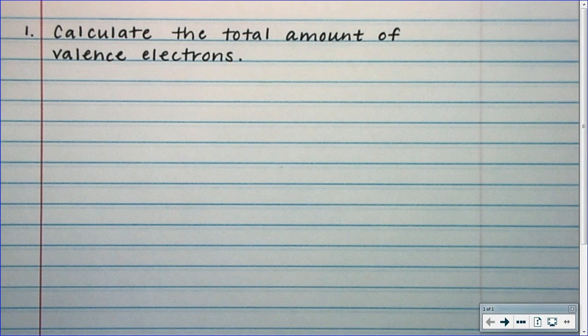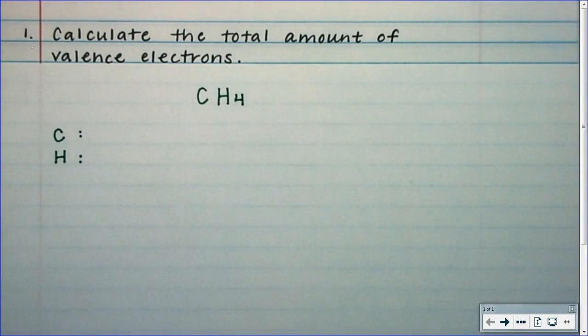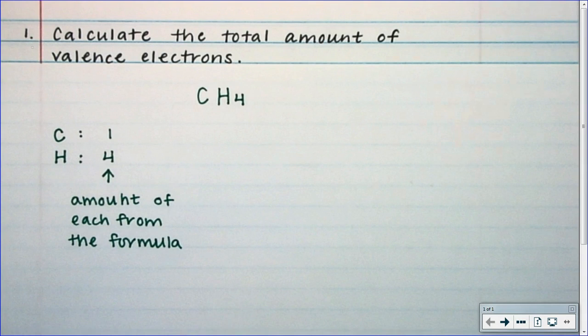Let's go ahead and start out with CH4. In order to calculate the total amount of valence electrons for the formula CH4, we have to break the formula down into its elements, C, or carbon, and H for hydrogen. We also needed to know how many of each we have. Here you can see that carbon we have 1 of, and hydrogen we have 4 of.